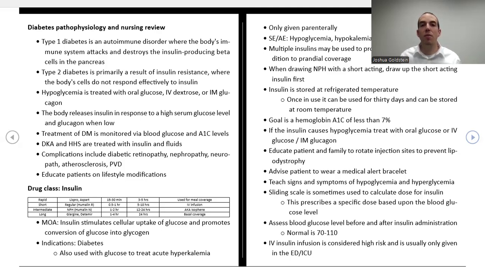If let's say their sugar was 250, they look at the sliding scale. The sliding scale says for a sugar 150 to 200, add 1 unit of insulin. For sugar 200 to 300, add 2 units, and so on and so forth. I'm making up these numbers. They're all different. But that's what a sliding scale is, and that's how you would use it.